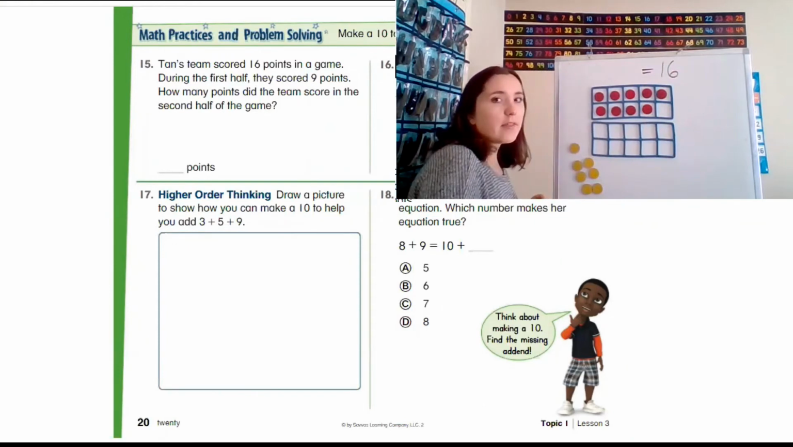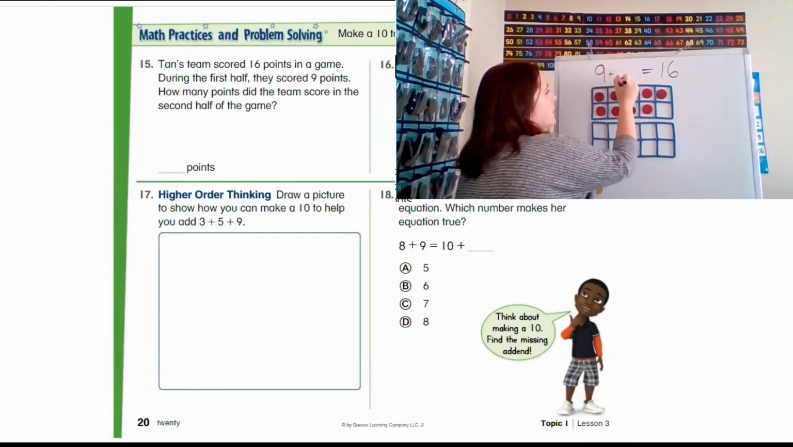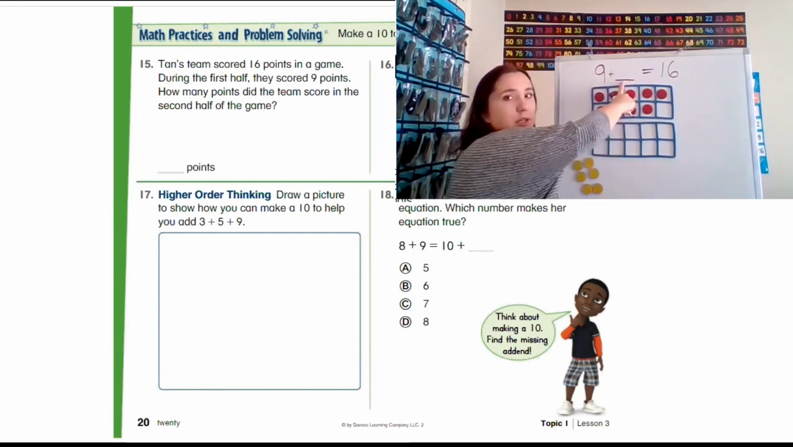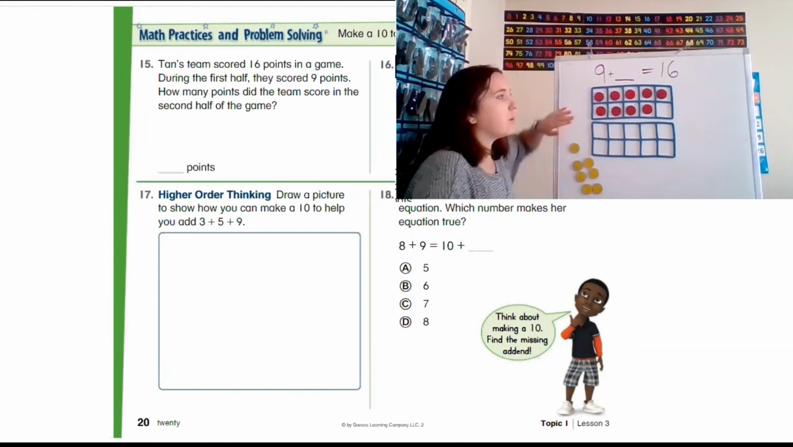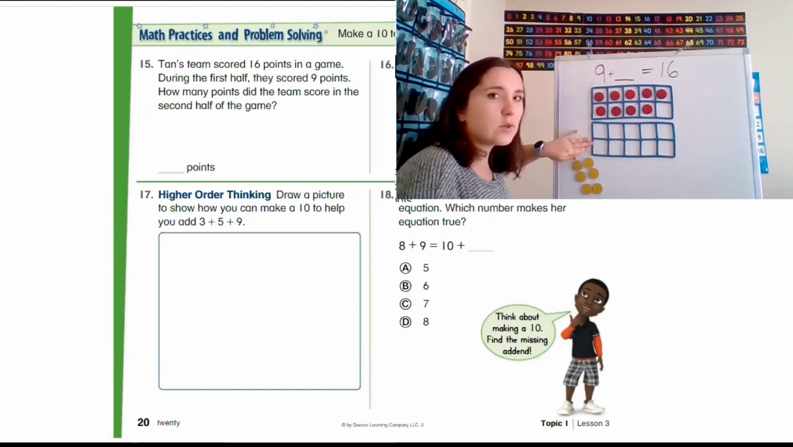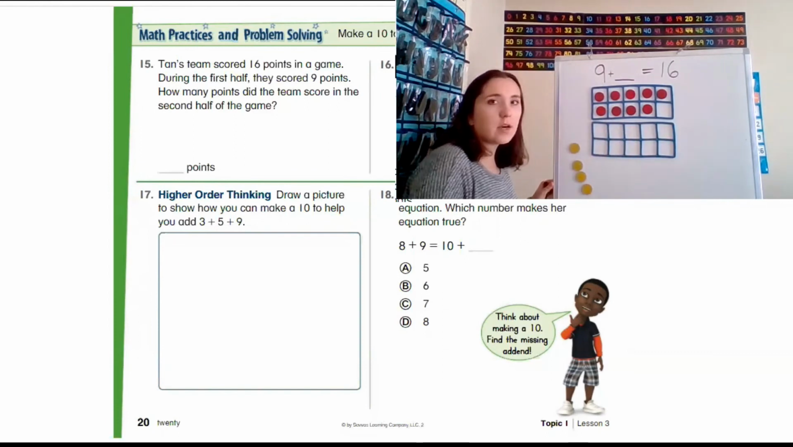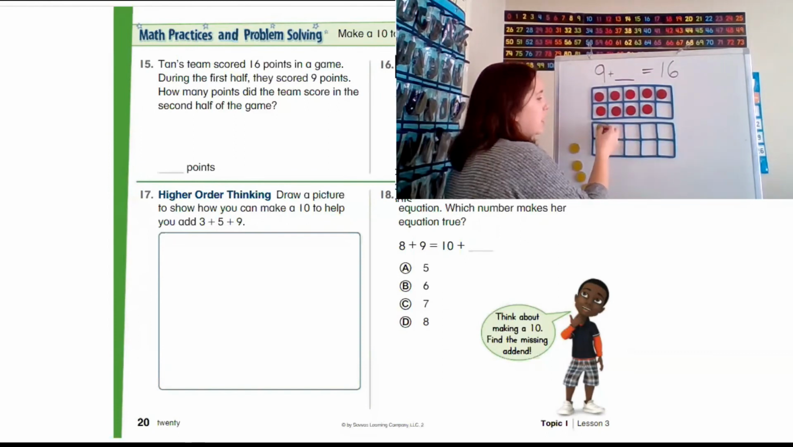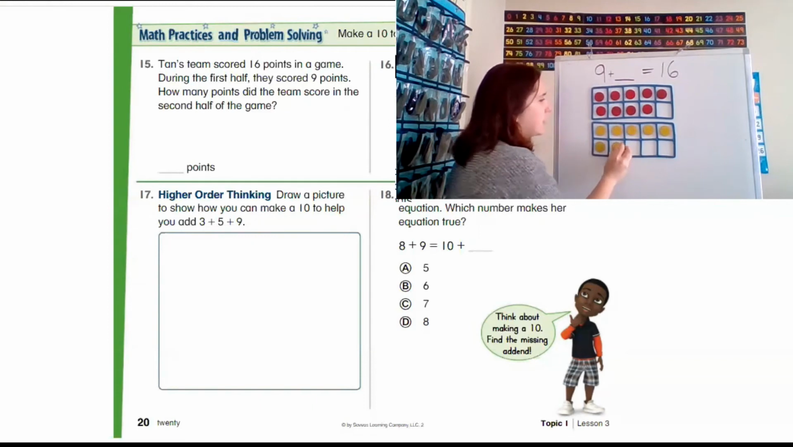We know that they scored 9 points in the first half. So 9 plus something, how many points they scored in the second half, is going to equal their total of 16 points for the whole game. So up here I have how many points they scored for the first half. Down here, I'm going to count out how many more they would have scored during the second half to get a total of 16 points. I'm going to count on from 9. So 9, 10, 11, 12, 13, 14, 15, 16.